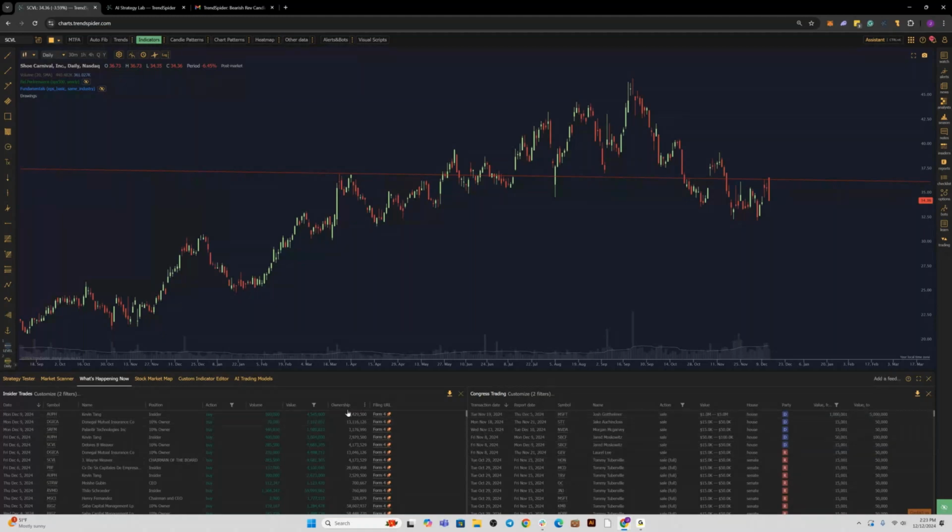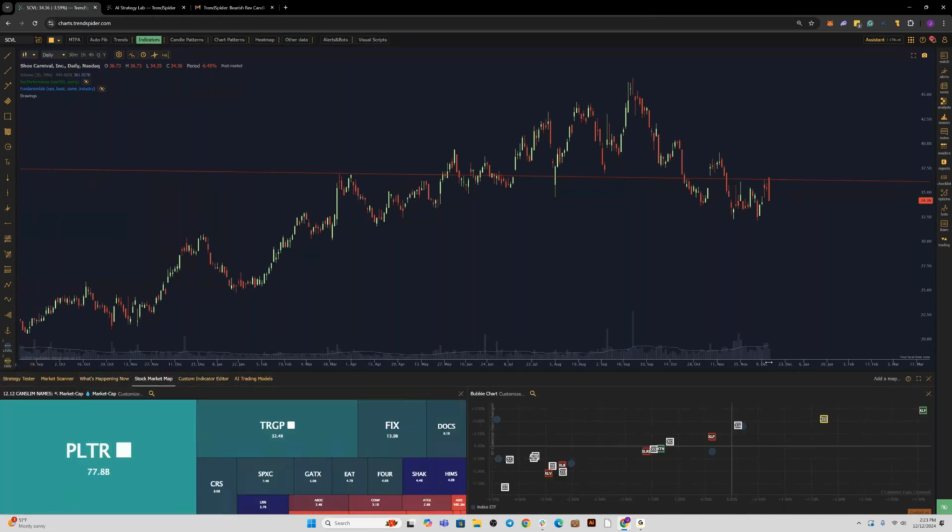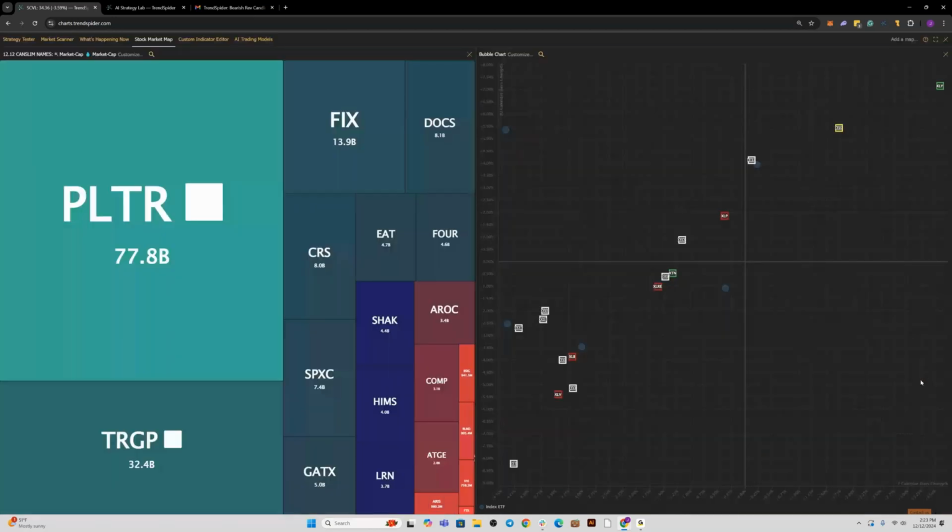What else? Two other things. So, three other things. Right here where it says stock market map. You've definitely seen these sorts of tools before elsewhere, but these are pretty new to our platform.